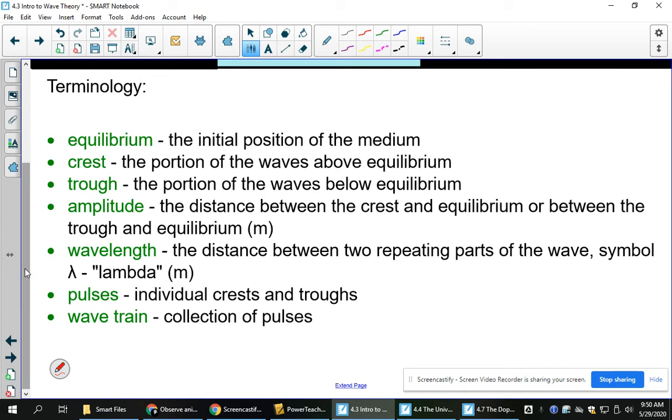The crest is the portion of the wave that's above equilibrium. The trough is the portion below. Amplitude is the distance between equilibrium and the very top, the maximum, or the minimum. Wavelength is the distance between two repeating parts of a wave, and we use lambda to denote that. And the units for wavelength, just like other lengths that we would use in physics, is going to be meters.